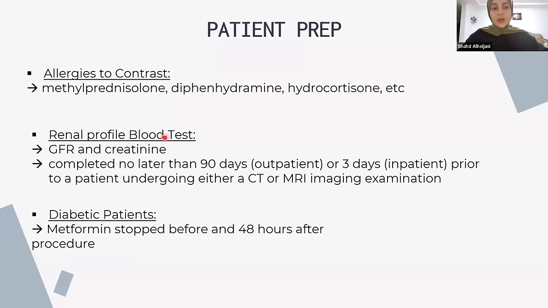Renal profile blood test. So for renal profile, we said we need to measure the patient's GFR and creatinine levels. So GFR and creatinine will tell you if there's kidney damage, if the kidney is filtering the blood well. Because iodine needs to be excreted by the kidneys. So if you need to give an iodine contrast, you have to make sure the kidneys are functioning well. And completed no later than 90 days. So we said 3 months for outpatient, 8 days for inpatient prior to the examination. And for diabetic patients, you would discontinue metformin before and 48 hours after the procedure if the eGFR is less than 30.